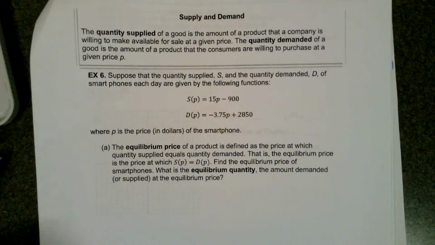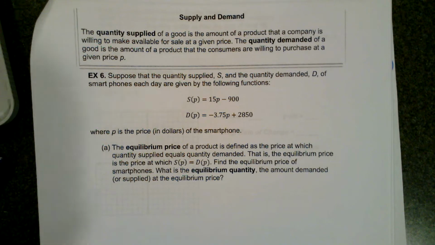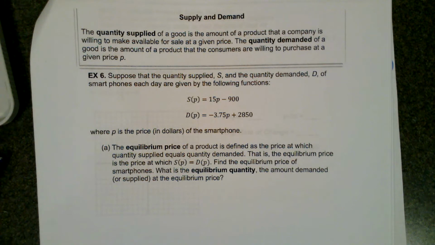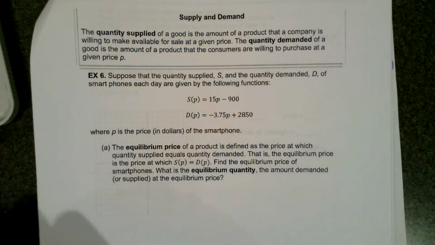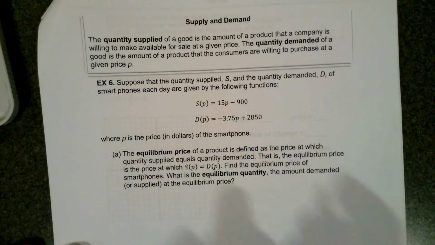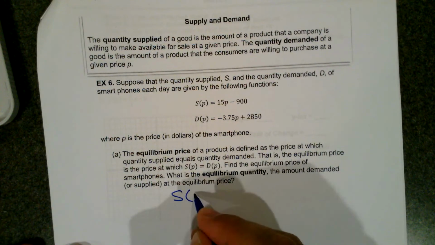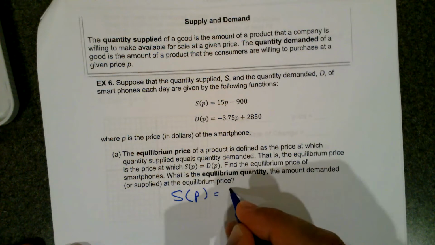It says here the equilibrium price of a product is defined as the price at which the quantity supplied equals the quantity demanded. That is, the equilibrium price is the price at which S of P is equal to D of P. So we want to find that price of the smartphones, and then we'll find what the equilibrium quantity is, which is the amount demanded or supplied at the equilibrium price. So basically, we want to find the supply at a price equal to D of that price.